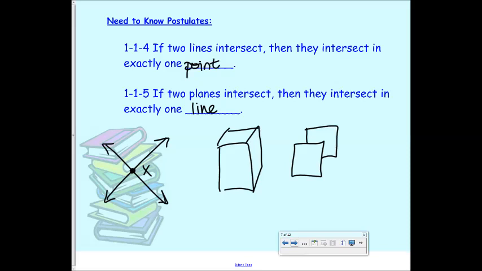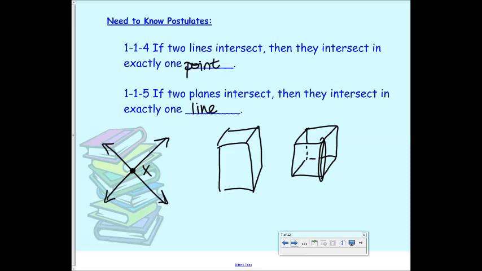Okay, so let's say that this is the front of the box and this is the side of the box. They intersect along this one edge, right? So they intersect at 1 line. So two planes intersect at a line. Two lines intersect at a point.